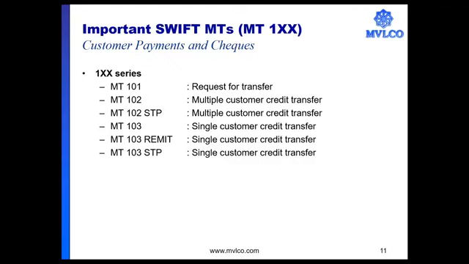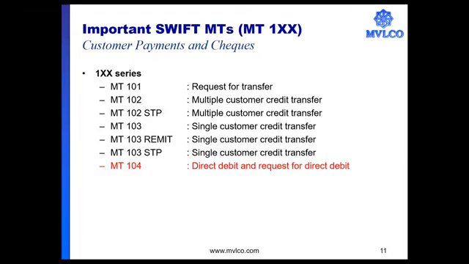Now under category 1 we have MT101, a request for a transfer. MT102 is a multiple customer credit transfer. MT102 STP, straight through processing, again a multiple customer credit transfer. And in 103 we have three types: 103 core, 103 remit and 103 STP. Now I have segregated these messages because all these messages which you see on the screen now are the push type of messages. You push money, you pay money to somebody by using this category.